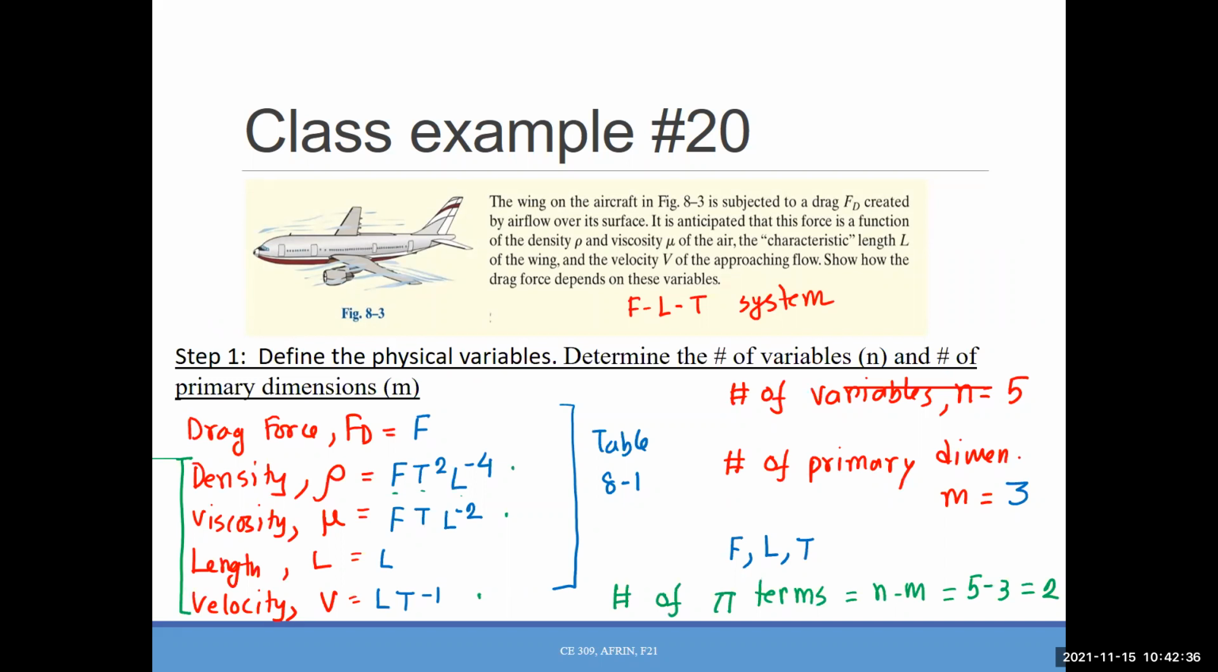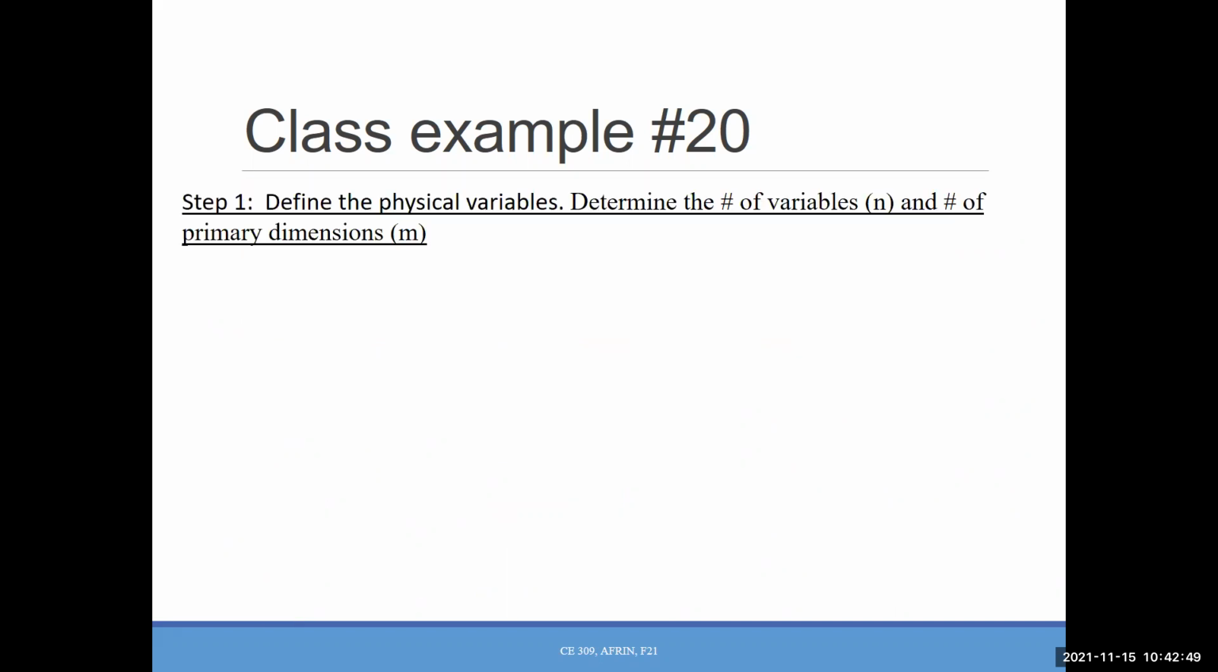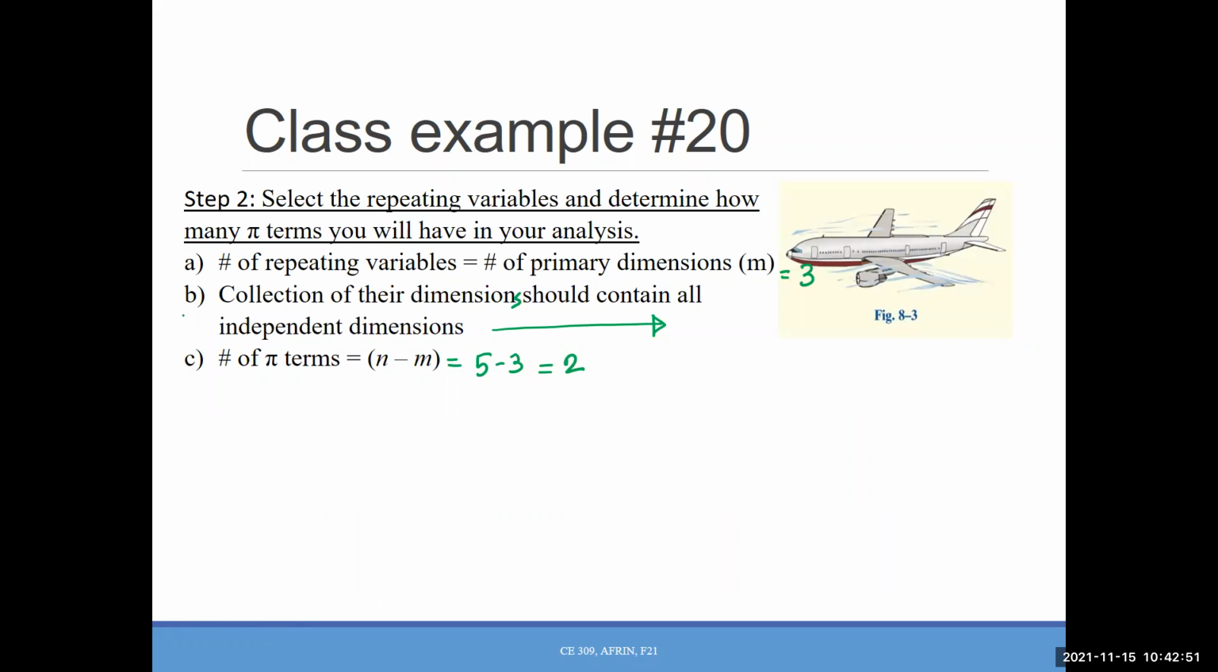That's not a problem. They said that the collection of their dimensions should contain FLT. So as long as in total they have FLT or MLT, you should be fine. Okay. So you said density, viscosity, velocity.